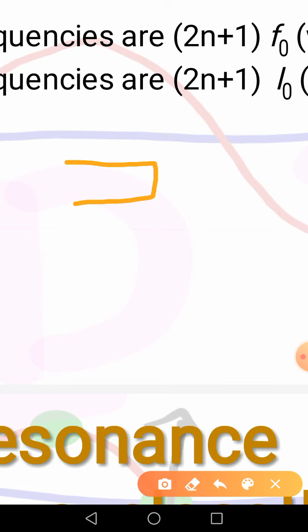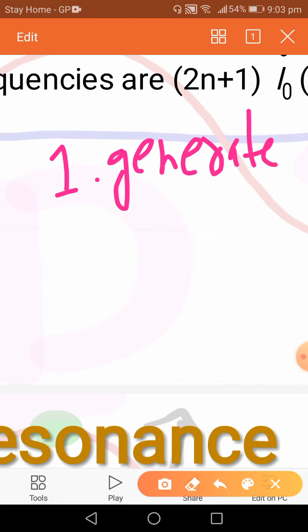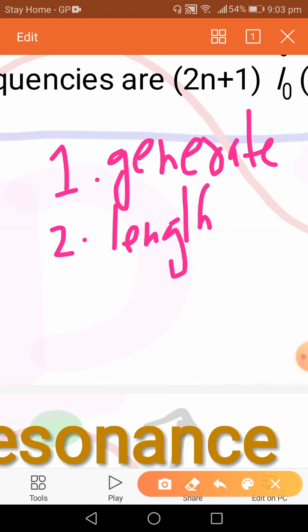Now what you will do is, first of all, you will generate the wave. Please write it down. Number 1, you will generate the wave, and number 2, you will change the length of the medium until the first resonance is obtained. In different cases the resonance has different meanings.